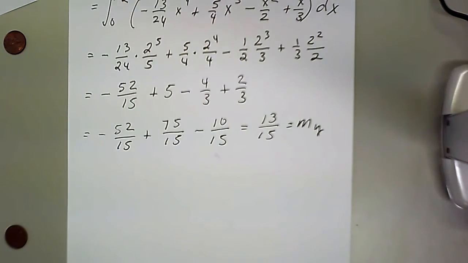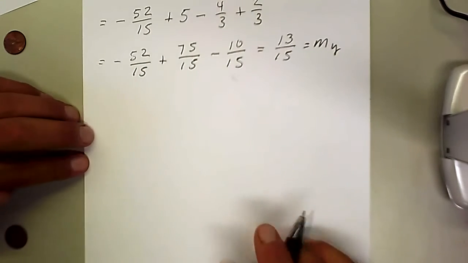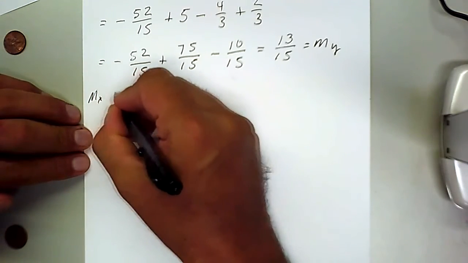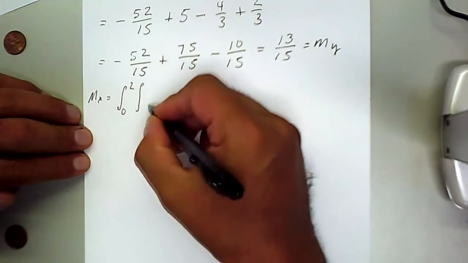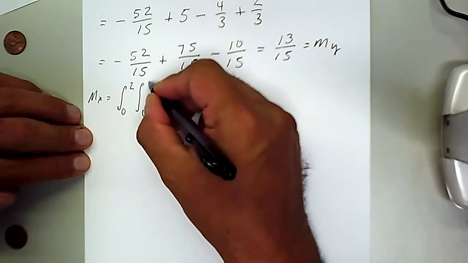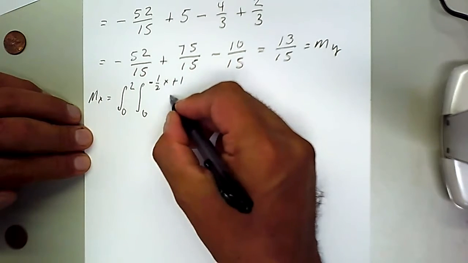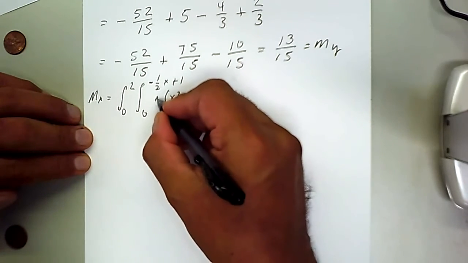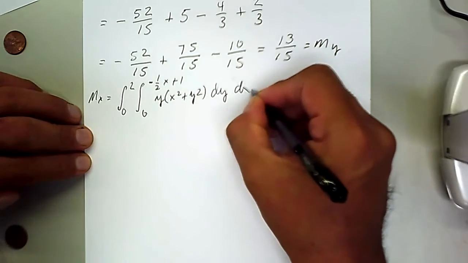Now we have to do another integral for the mass with respect to the x-axis. And that's the way it is. We just have to go through those integrals. So the mass with respect to the x-axis will be the double integral from 0 to 2, from 0 to negative half x plus 1, x squared plus y squared. This time we multiply by y, the distance from the x-axis, dy dx.